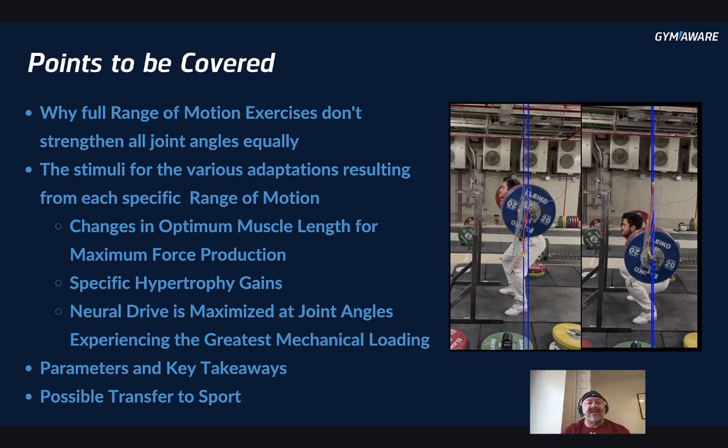So we're going to look at changes in optimum muscle length for maximum force production. We're talking about the specific hypertrophy gains, or regional hypertrophy, you might call it, later. Neural drive is maximized at joint angles experiencing the greatest mechanical loading, and we'll talk about what those actual adaptations are, parameters and key takeaways, and then we're going to talk about the possible transfer to sport.